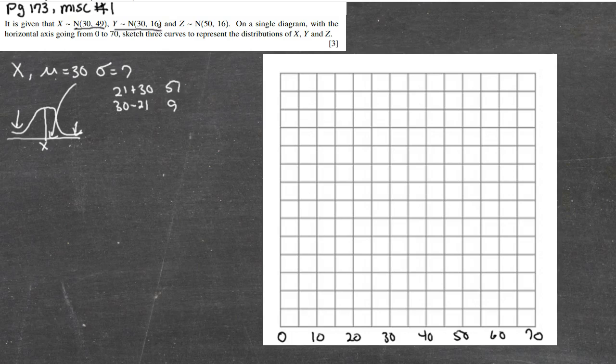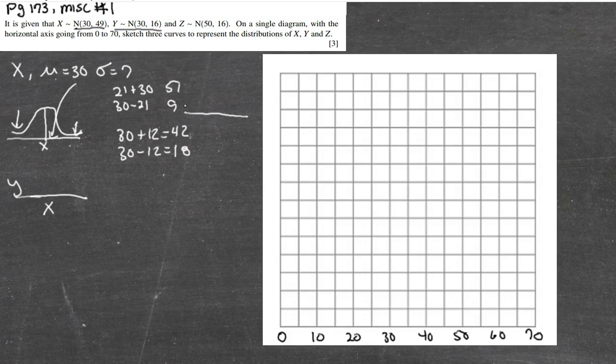Now, take a look at the other one. It's got a standard deviation of 4, where the first one has a standard deviation of 7. You'll notice the mean is the same, so it's also going to have a center point at 30. But this graph is going to go from 30 plus 12, which is 42, and 30 minus 12, which is about 18. So now this graph is going to go from 18 to 42.